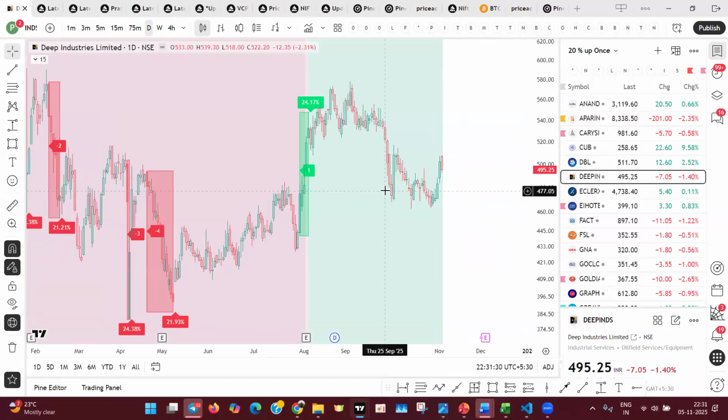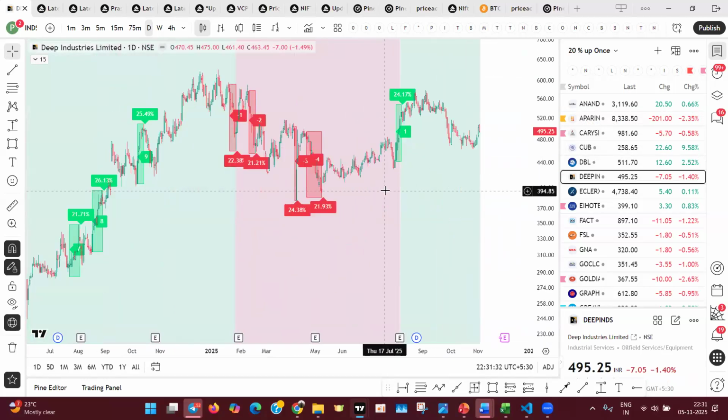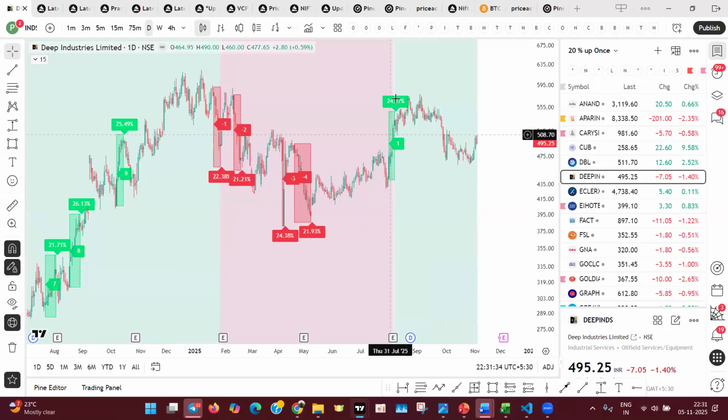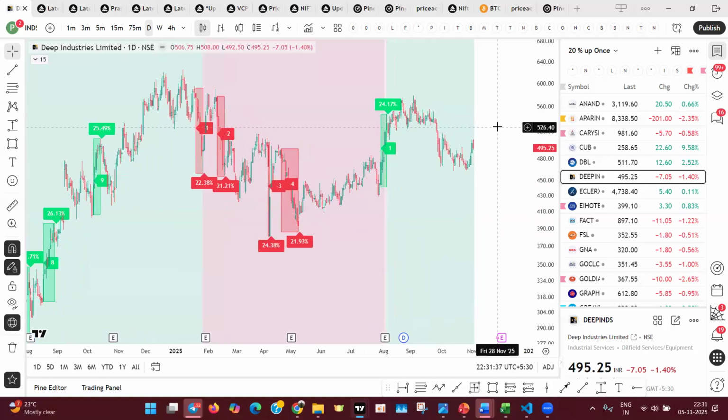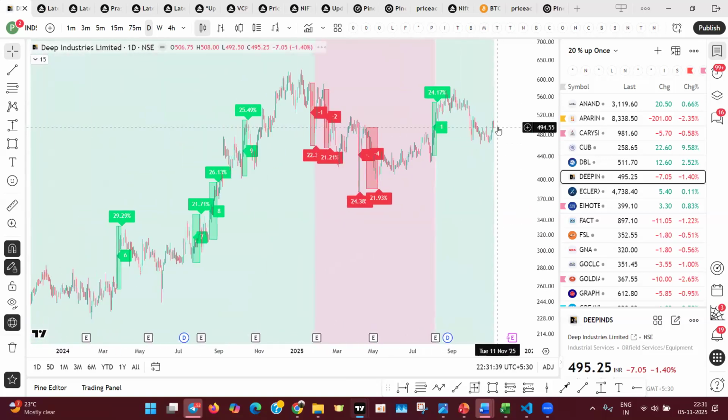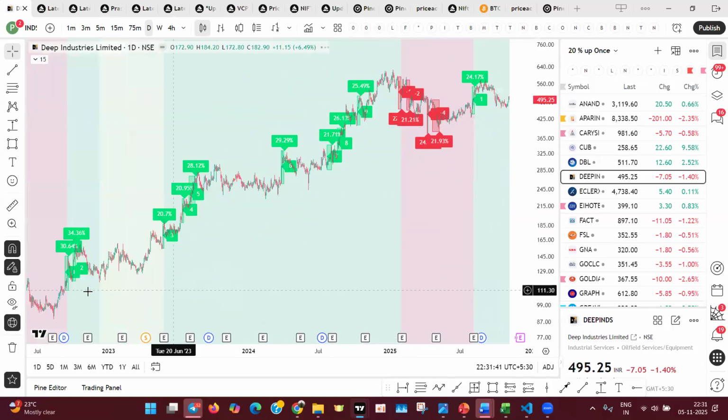So these are the stocks which possibly can give a momentum because it has already given one move. So next time also it is likely to give moves like this. See, it gave a move here, came down. After that, it has given up so much move.